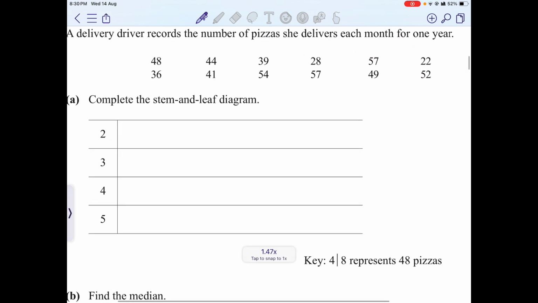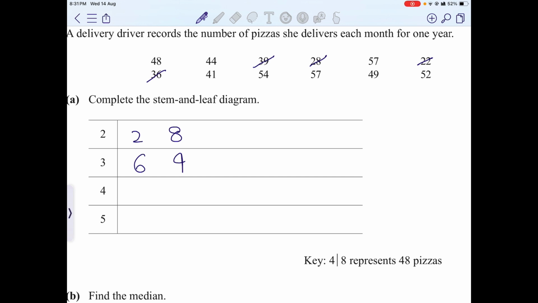Then it says that you have a stem and leaf diagram to complete. So first we see the values of 2, so 22 and 28. Look at the key given, make sure you always read the key. 2 and 8, I would just cross them out so that I don't mention them again. For 3, I think I've got 36 and 39, so we just cross these out.